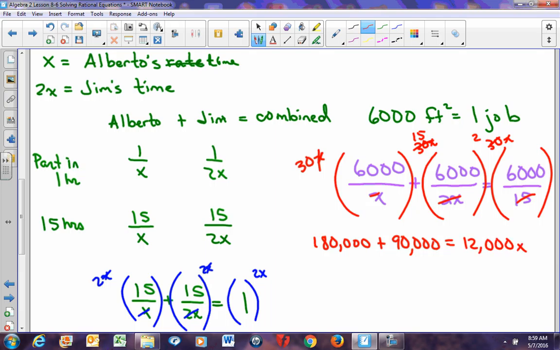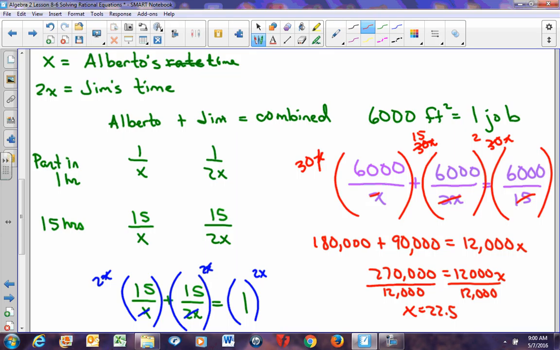So I have these giant numbers I'm dealing with. So I have 270,000 equals 12,000x. Okay. So if I divide by 12,000, I get x is 22.5. So I get the same answer, but to me the numbers are much larger and it's a lot easier to mess up something. I don't like that problem, the way that sets up.